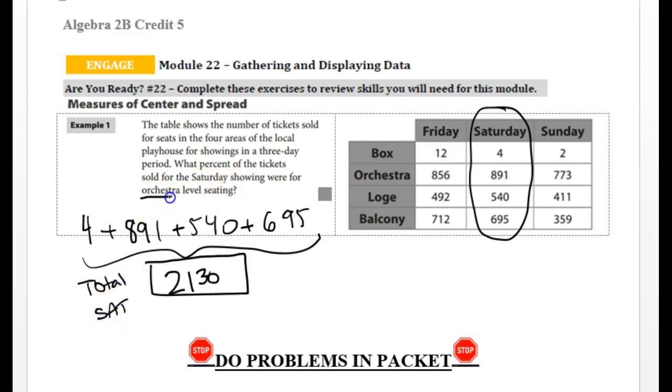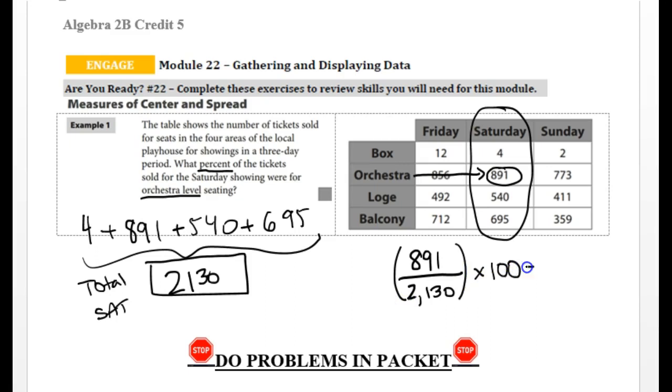They wanted to know, out of the total number for Saturday, how many were orchestra level seating? As you can see for orchestra, that would be 891. So that's 891 out of the total, which was 2,130. If you actually divided this out, you would get a decimal, but they want it in terms of a percent. So the way we can change our decimal is by multiplying by 100. Go ahead and take some time to work that out. You can use your calculator if you'd like. But you should round the answer to about 42%.